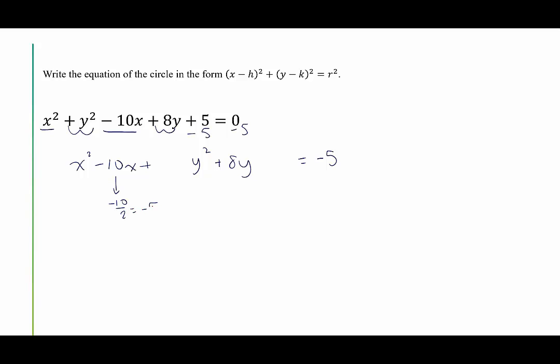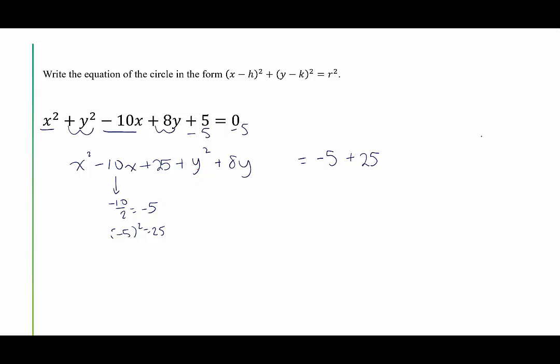We end up with negative 5, and negative 5 squared is 25. So for this to become a perfect square trinomial, we need to add 25 to it. If I add 25 to the left-hand side, I'm going to add 25 to the right-hand side. We're not going to have a negative anymore.